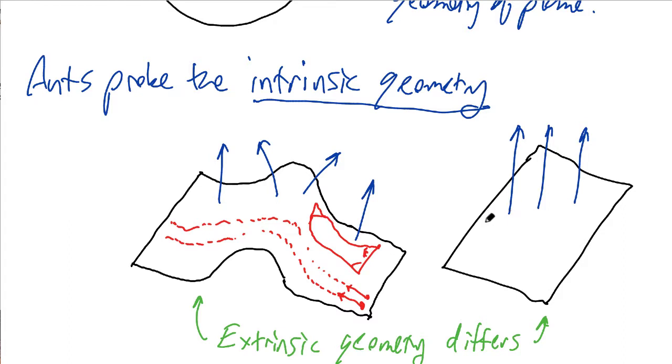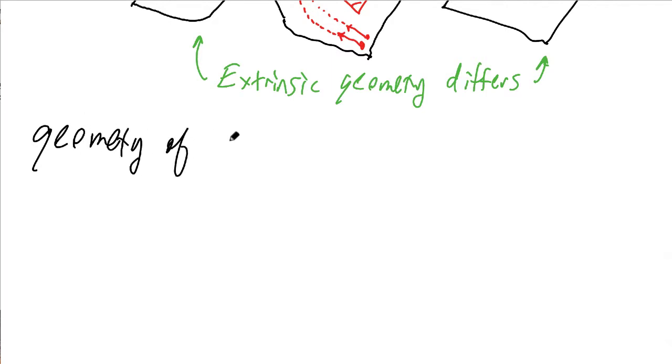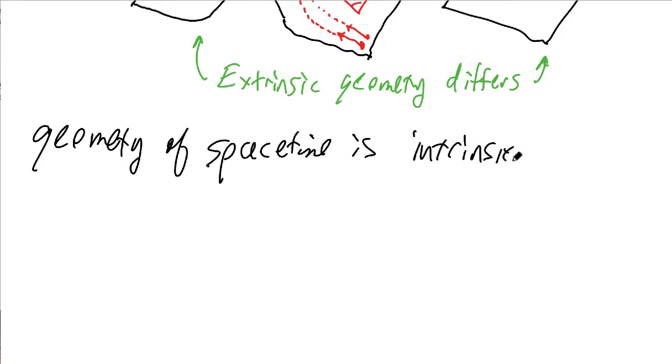Now, in the case of space-time, as far as we know, space-time is not embedded in any higher dimensional space. So when we talk about the geometry of space-time, we're referring to the intrinsic geometry.